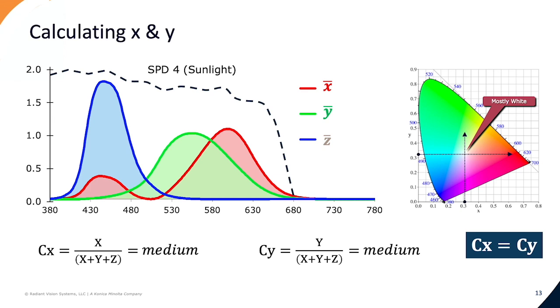Because sunlight contains visible light across all wavelengths, the resulting chromaticity coordinate points to it being mostly white, as shown in the figure to the right, which is known as a color space or chromaticity diagram.